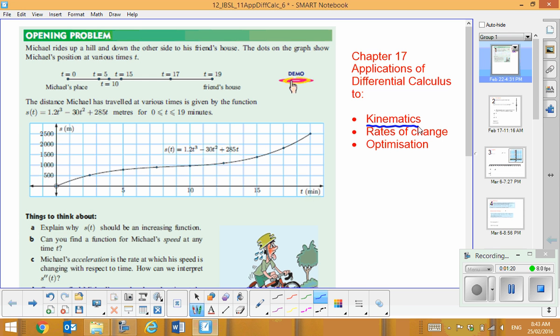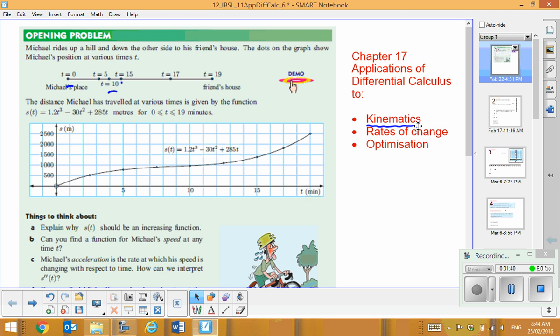So he heads off at time 0. At time 5, he's travelled this distance. At time 10, he's now here. Time 15, he's now there. At time 17, he's moved on a lot further. Time 19, he's now at his friend's house.